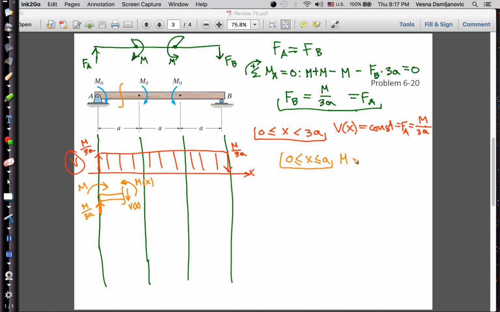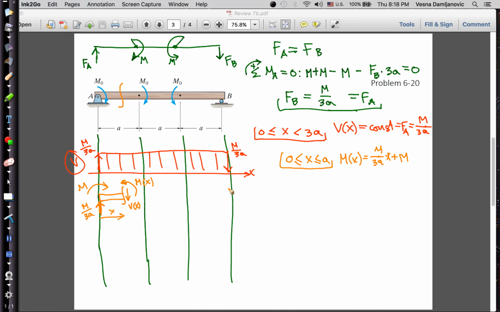And so that one, M of X, is equal to what? This force, which is M over 3A times the X. Okay, so is it positive? Yes, it's up. And the way this moment and that moment act together is positive. As we said, positive convention. So M over 3A times X. And then plus M. That's the equation for this span.